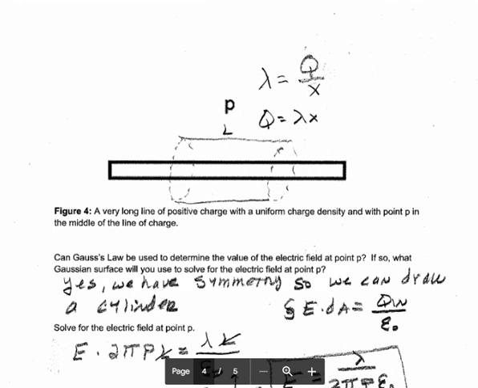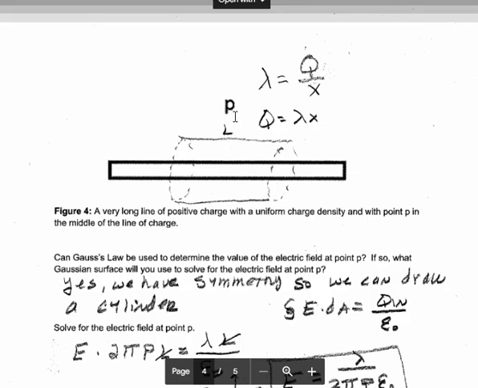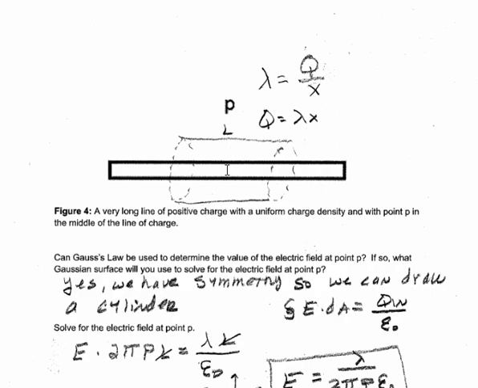Continuing with our answer key for Gaussian and non-Gaussian calculations for electric field and potential. We start with a very long line of positive charge with uniform charge density. And we have a point P, with distance P away from here, in the middle of that charge. So we do have symmetry, so we can use Gauss's law, and we'll draw a cylinder.